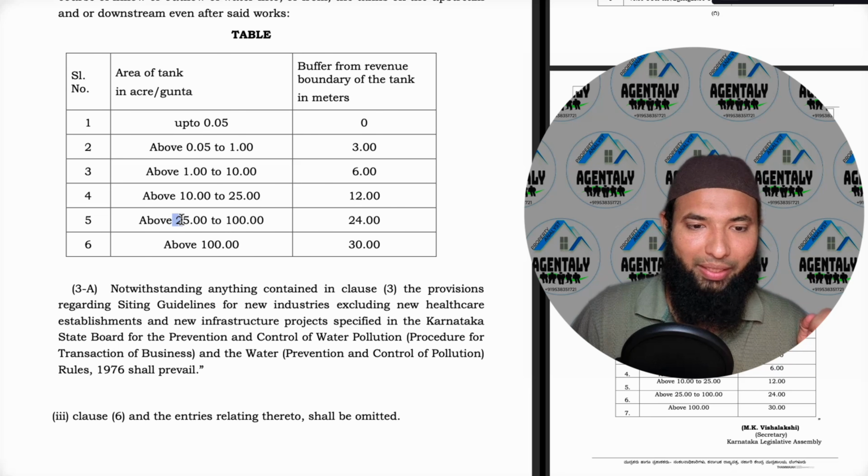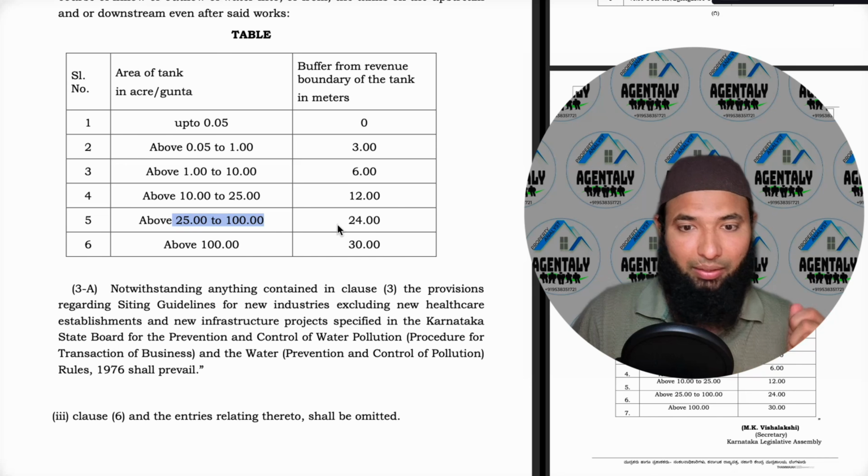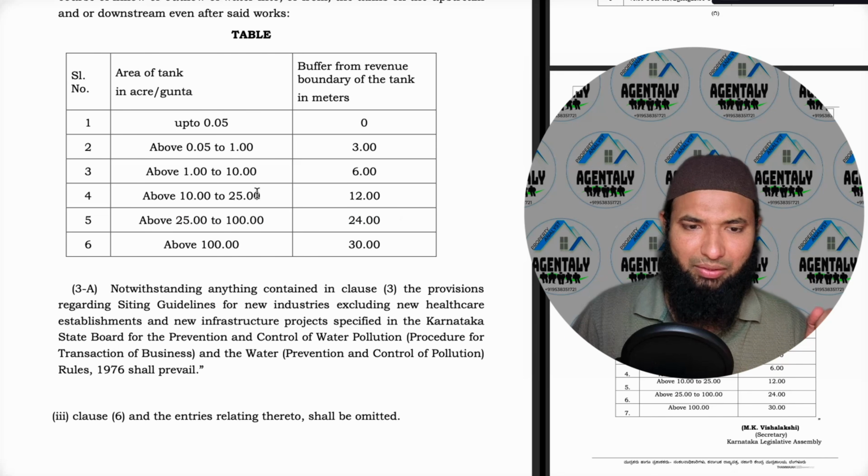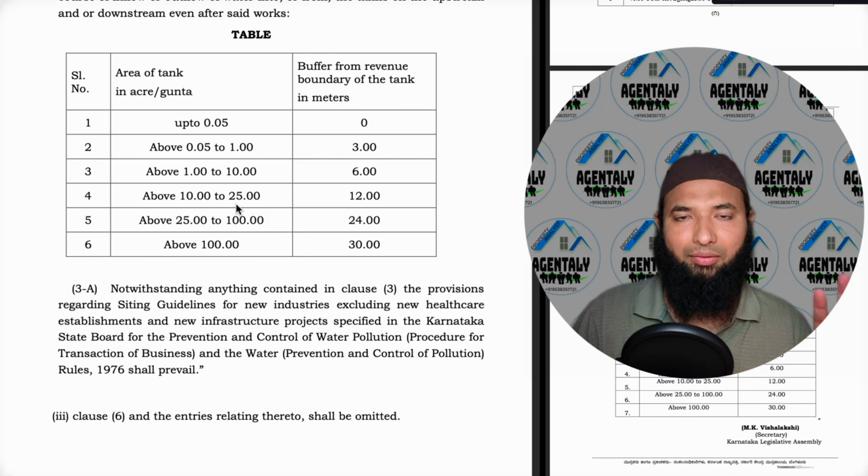Okay, so from 25 to 100 acres, 24 meters buffer zone. So if you see, most of the places like before in Anekal, BMRDA, then HMDA, Hyderabad also, what they do is 10 hectares they have kept, which is nothing but 25 acres. Two rules they have just kept. One is below 10 hectares, one is above 10 hectares.